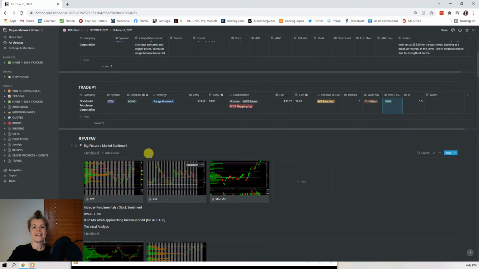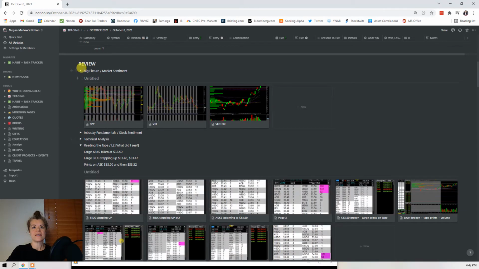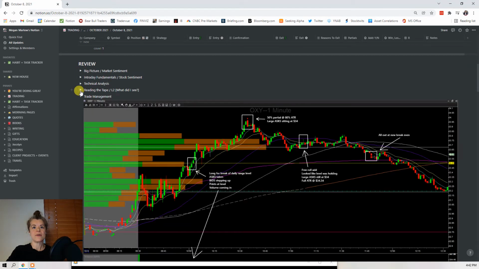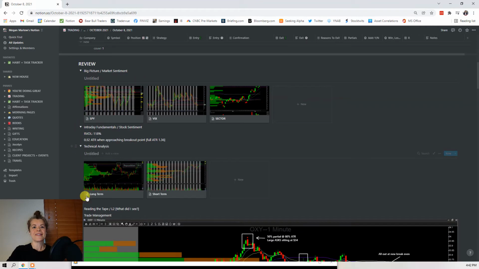And then down here is where we get into all of the other stuff. This is usually like this in the morning, so it's not so insane. But for the sake of this, we'll just open it back up.